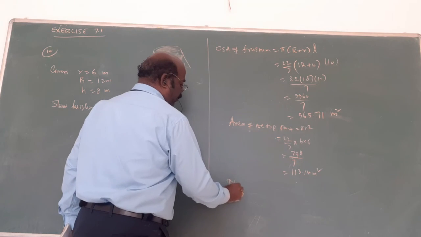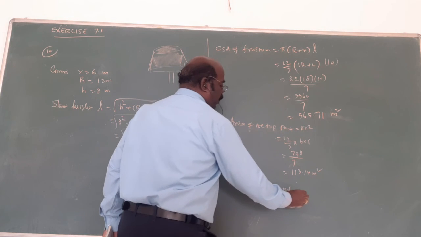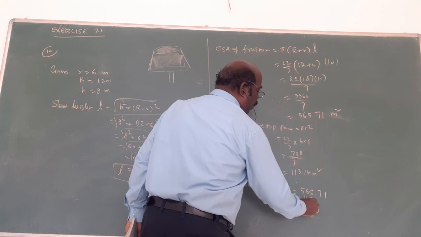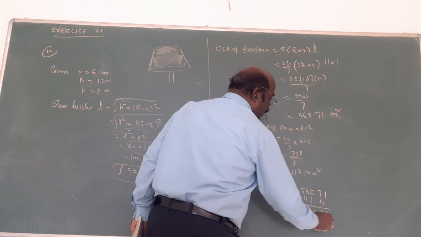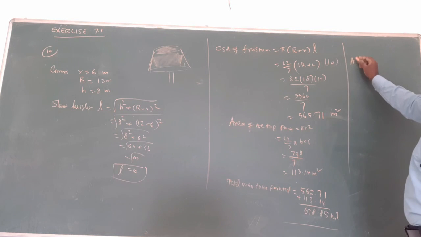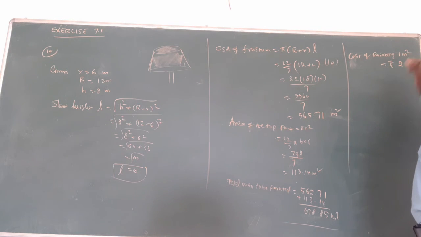Therefore, total area to be painted equals 565.71 plus 113.14, which is 678.85 meter square. Now the cost of painting: 1 meter square costs 2 rupees, as given in the question. Therefore, the total cost of painting the lamp is 2 rupees times 678.85.